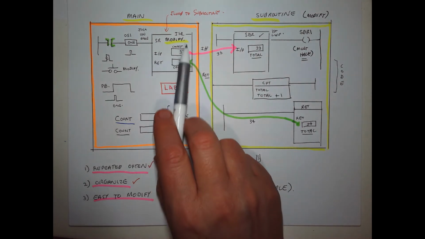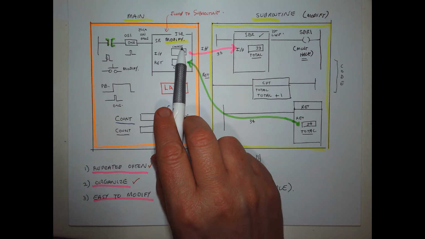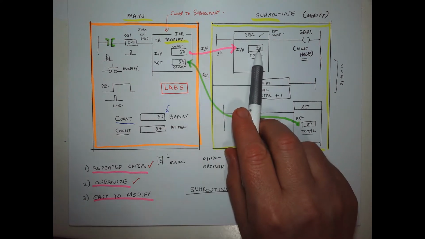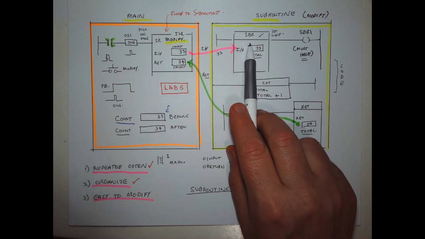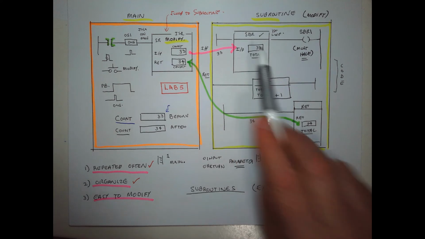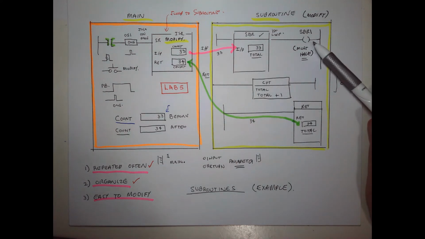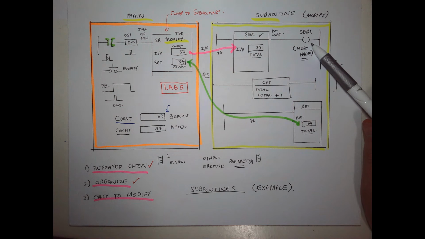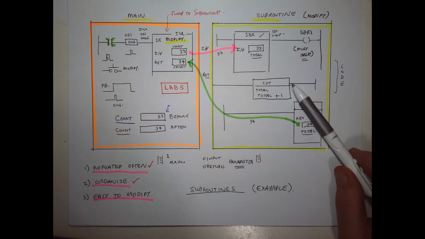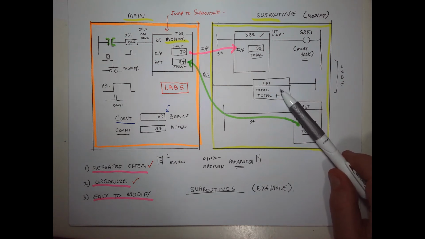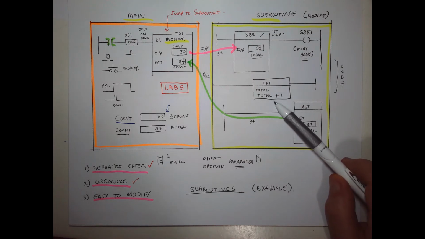The main program has a JSR, jump to subroutine instruction. The subroutine program will have an SBR, or subroutine instruction. And this program also has an output instruction. It must have it. If not, it will have an error. And here we're making a change to a value that we've stored in memory. We have a value called total, and we're going to increase the value of total.